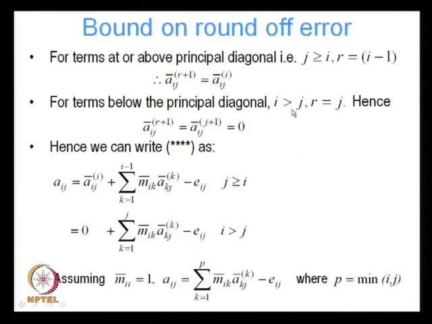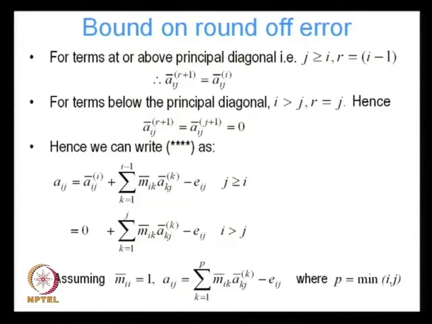For terms below the principal diagonal, the row index is going to be greater than the column index, i is going to be greater than j. Therefore, the minimum of i minus 1 and j is going to be j. So, r is going to be j. Hence, in that case, ā_ij^(r+1) is equal to ā_ij^(j+1), which we know from our Gaussian elimination is going to be 0. So, beyond the jth step, ā_ij is going to be 0. The terms which are below the principal diagonal are going to be 0.